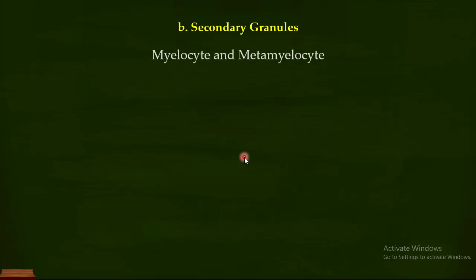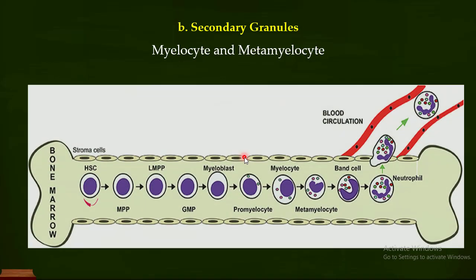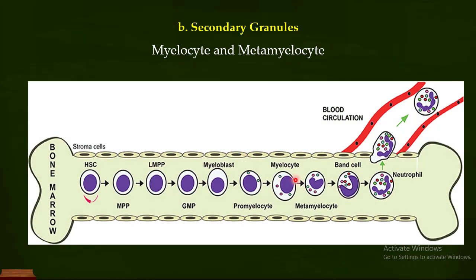Now, I told you that these secondary granules are made when the neutrophils move from the myelocyte to the metamyelocytes. And then I gave you an important example of an antimicrobial component, an antimicrobial protein or protease that is present in the secondary granules, and that was lactoferrin.